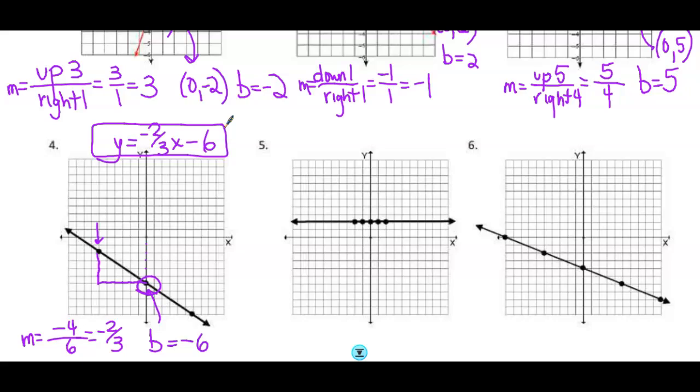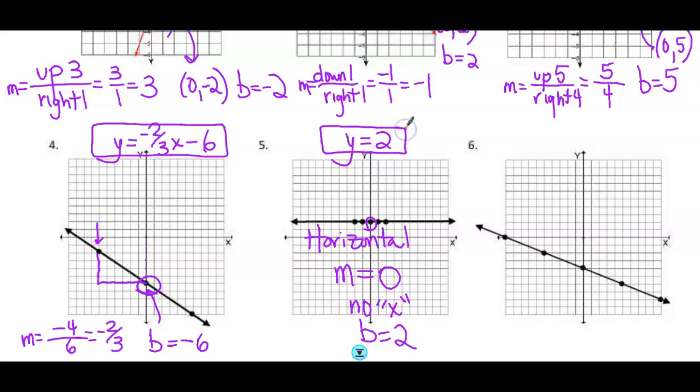Oh, number 5. I noticed this is a horizontal line. So we've been talking about horizontal lines. You all have been graphing horizontal lines, so you should know the slope of a horizontal line is 0. That means there's no x. The b is the spot where it crosses the y-axis, which is here, which is +2. Therefore, this equation is just going to be y equals 2. Hopefully you're getting these right.